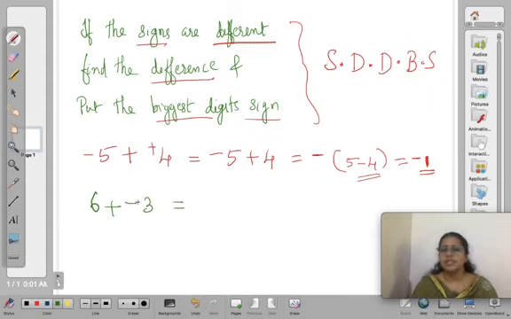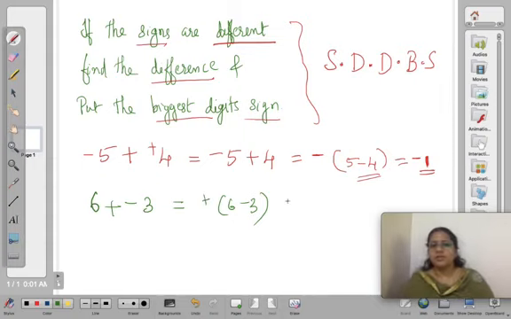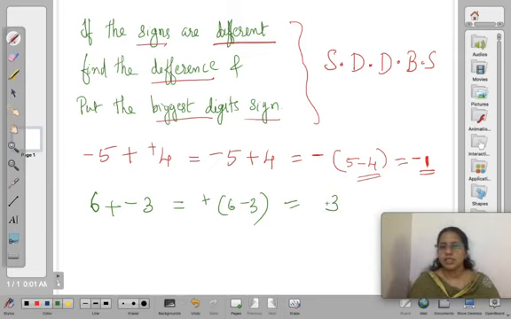Okay, here the signs are different, so find the difference. Then put the sign of the biggest digit. Here the bigger digit is 6, so take that symbol, which is positive. So you will get 6 minus 3 is equal to 3, and your sign is positive. Clear? So let me take another example.